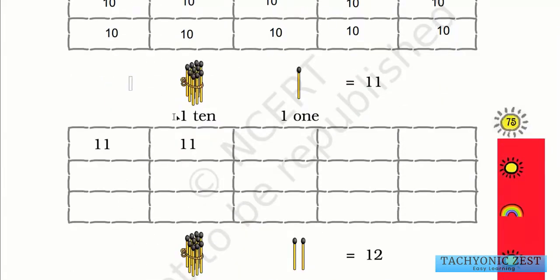Now the next one, it is written here 110 1 is equal to how much? So we know that 110 is equal to 10. So 110 here means 10 matchsticks. So with 10 we add one more matchstick. So if we add one matchstick to 10, how much will we get? We will get 11. Correct.